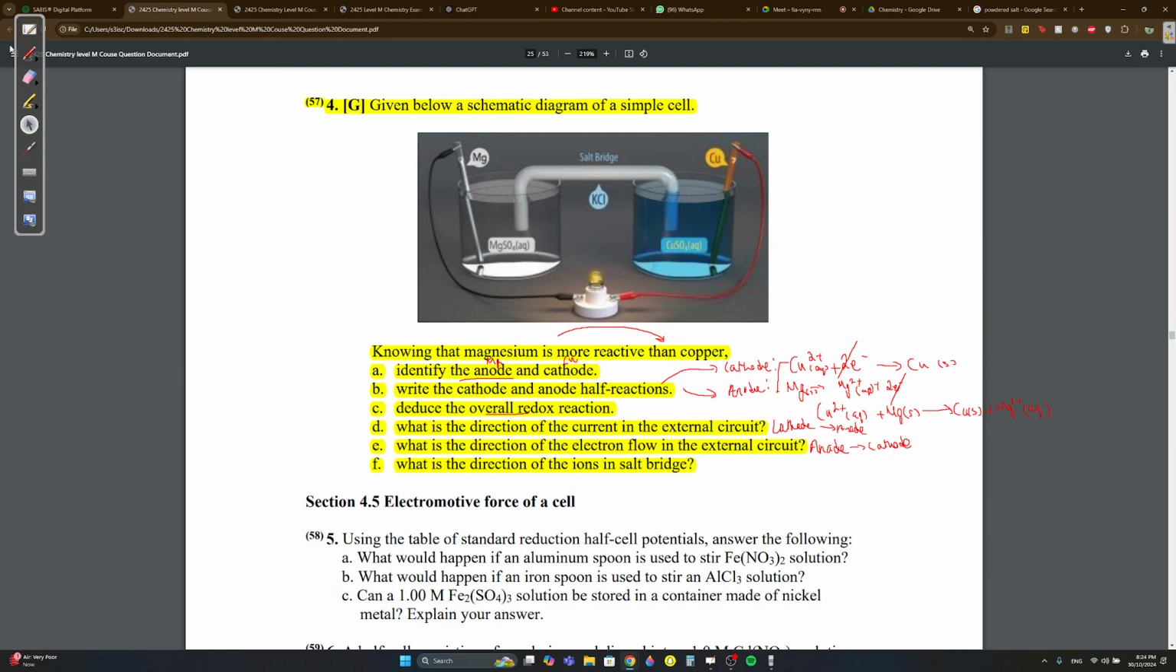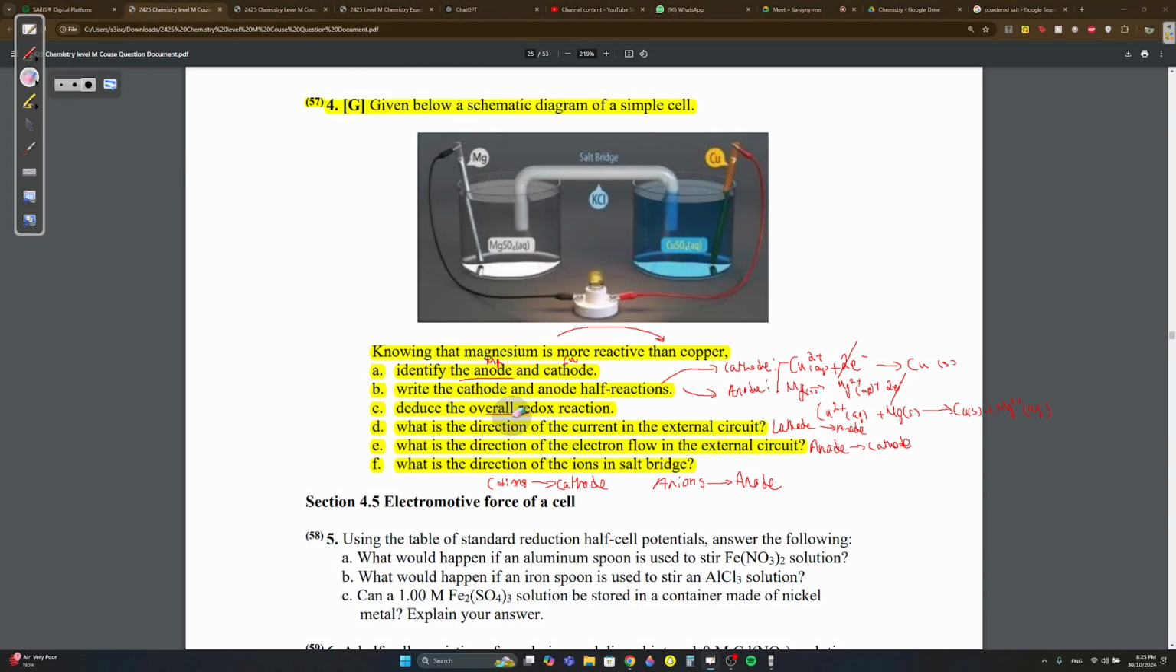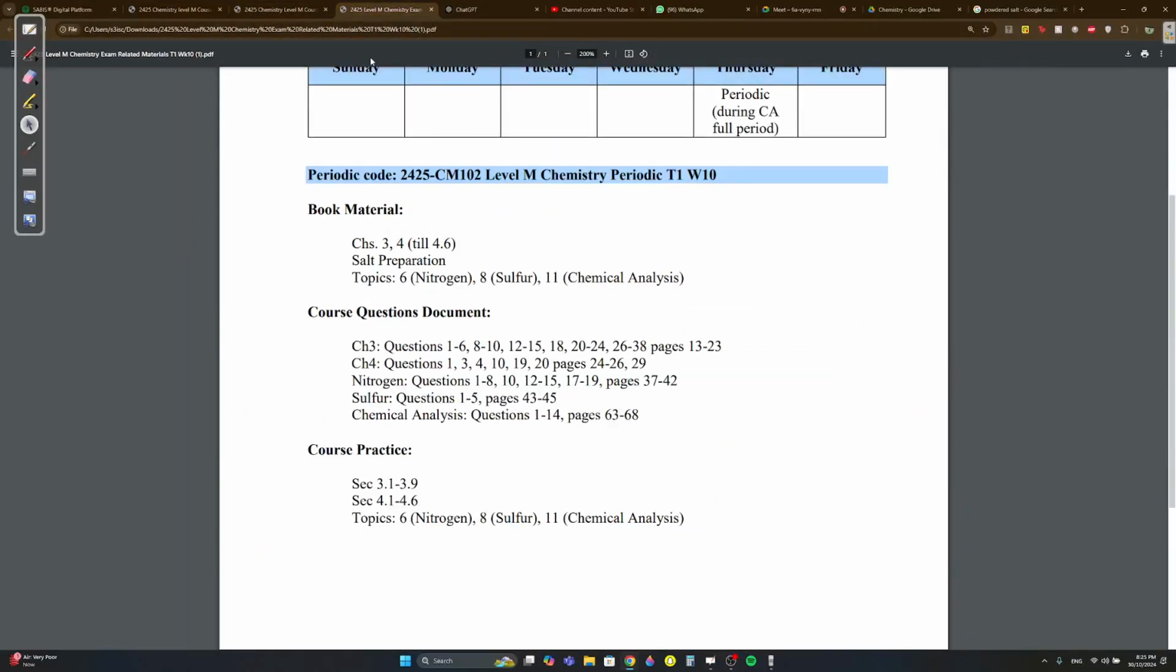What is the direction of the ions in the salt bridge? You should always know that the cations move towards the cathode, and the anions move towards the anode. In this case, KCl, what's the cation? K+. So it's going to move towards the cathode, which is copper. And the anion, in this case Cl-, is going to move towards the anode, Mg. Okay, they just want it like that. It wouldn't hurt for you to add a bit more information. But yeah.